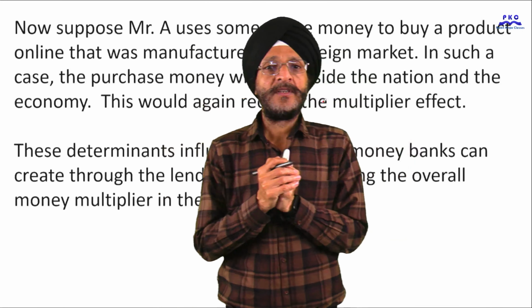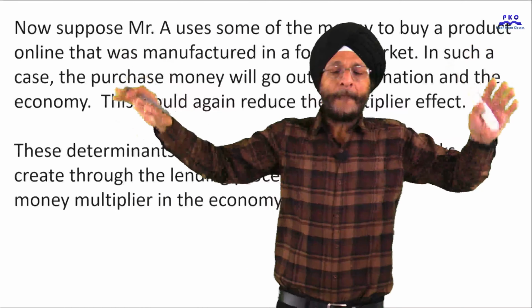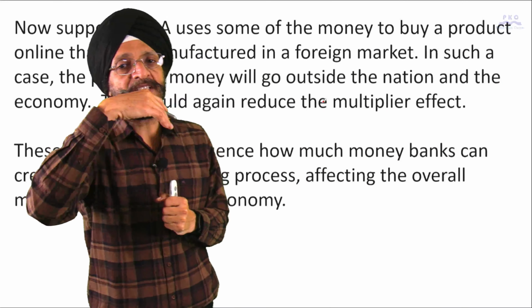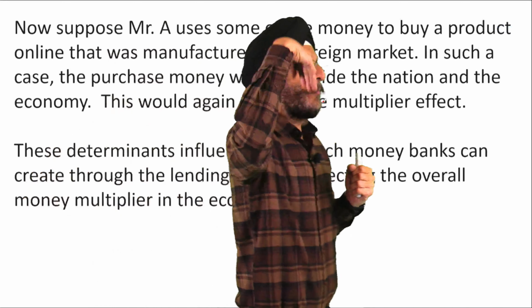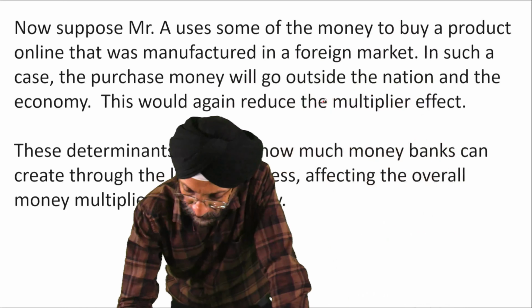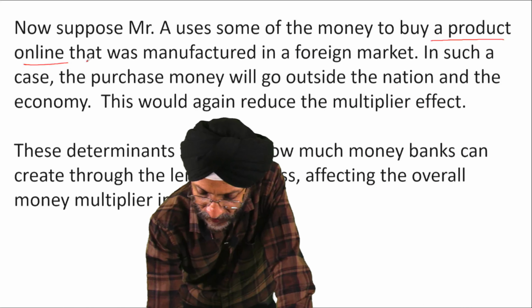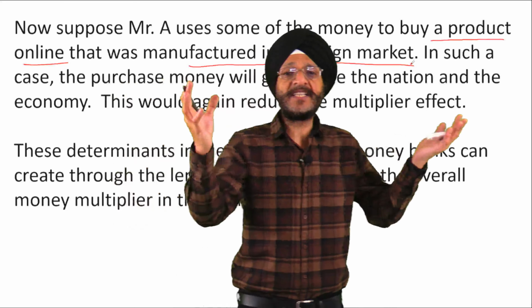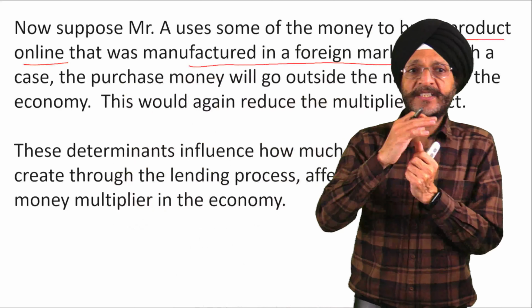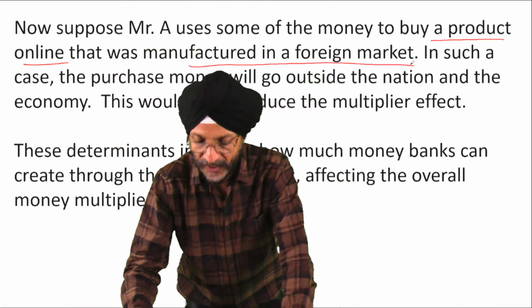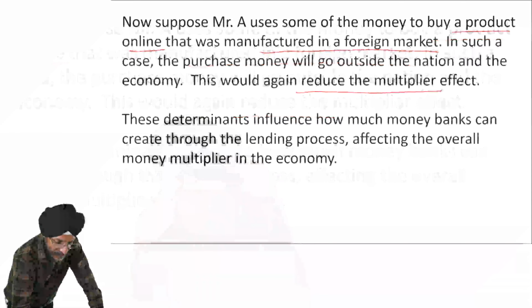Now suppose in this competitive world we are also using online sites to purchase products from overseas. Suppose a person uses a sum of money to buy a product online that was manufactured in a foreign market. In such a case what will happen? The purchase money will go out of the nation and the economy. It will also adversely affect the multiplier effect.